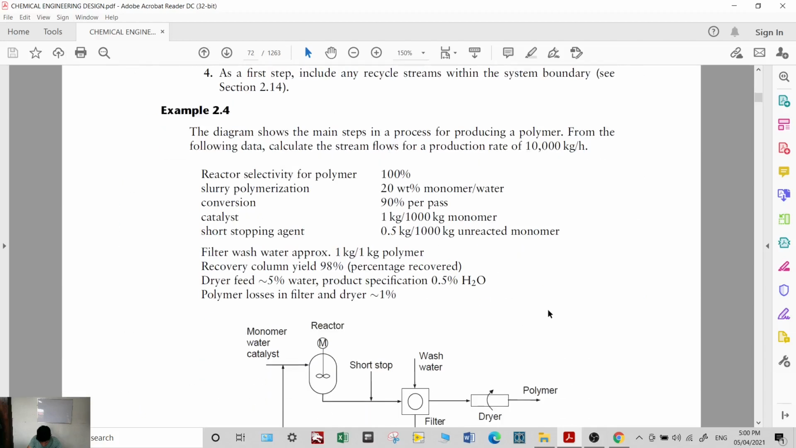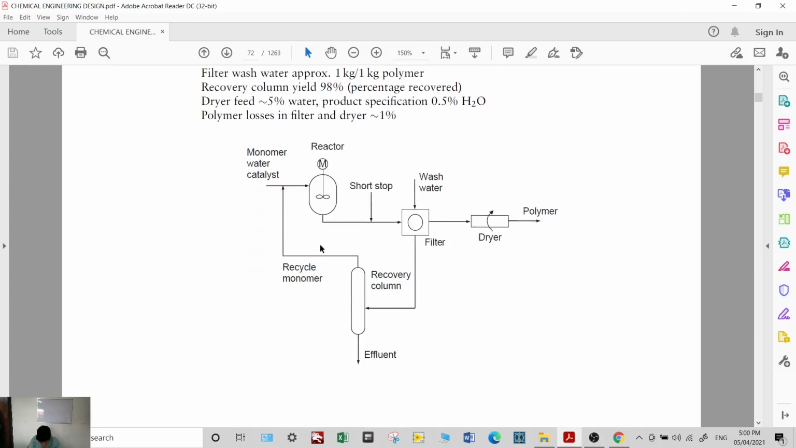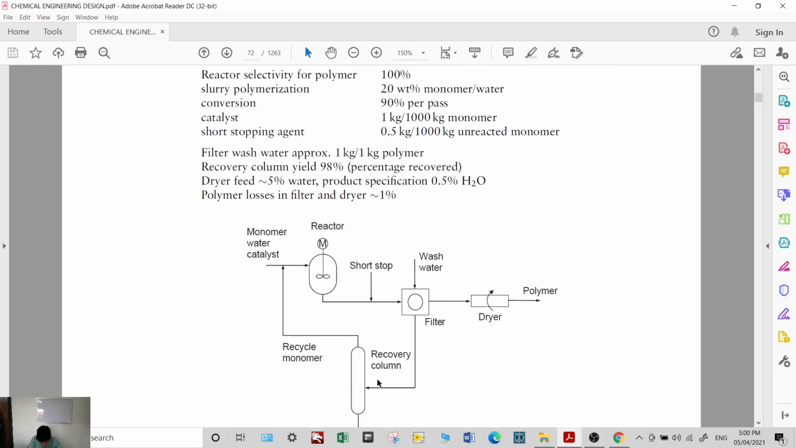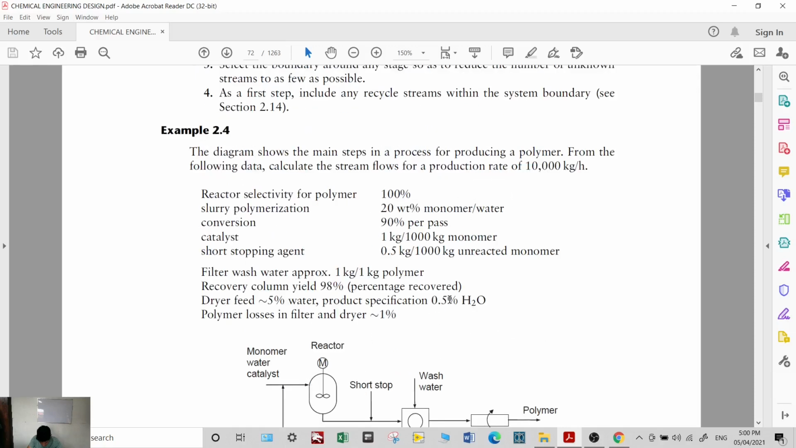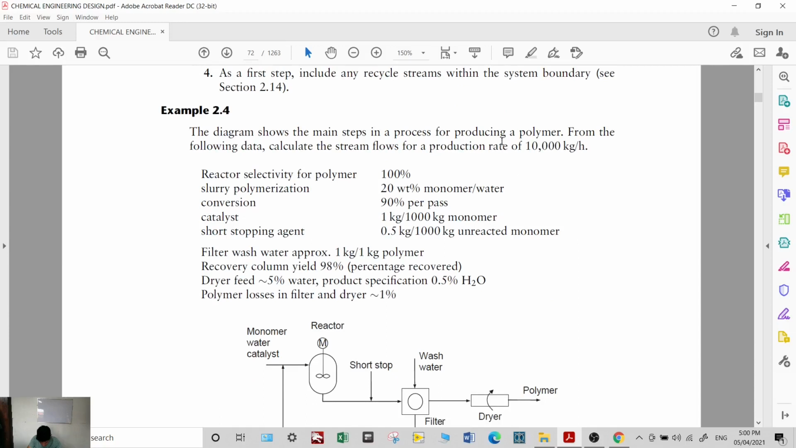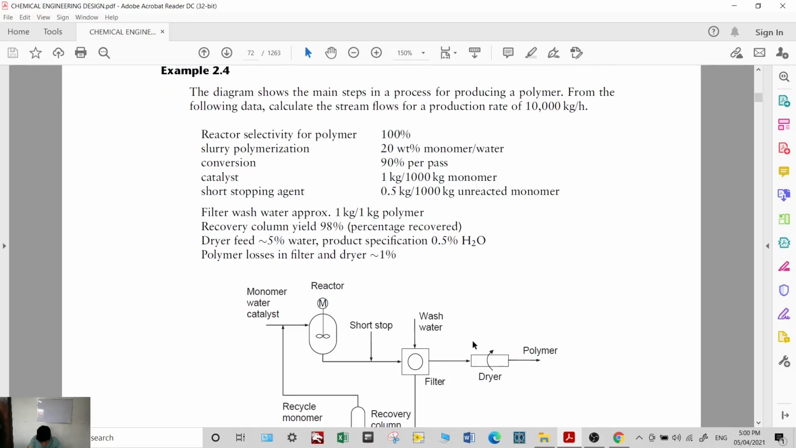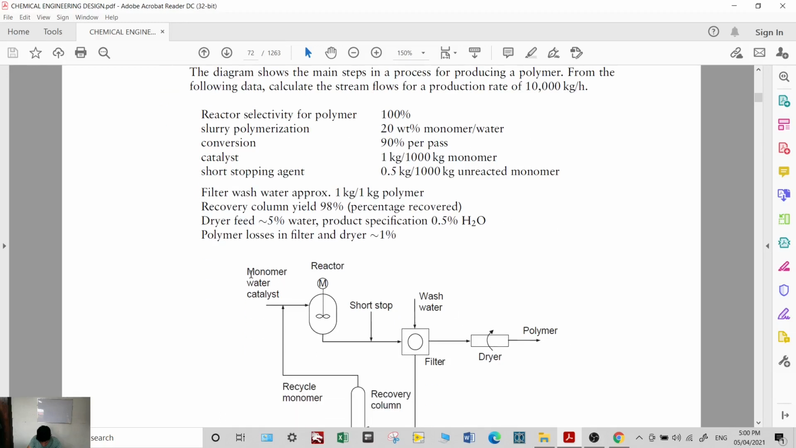Now, we will proceed on how to analyze or get the mass flow rate for a certain process. Okay, so this is our example. This process is for producing a polymer. So the sequence is, you have a monomer and then water and catalyst, no?